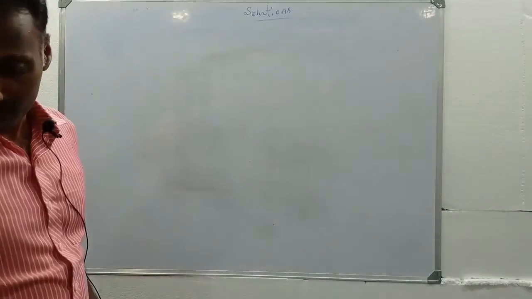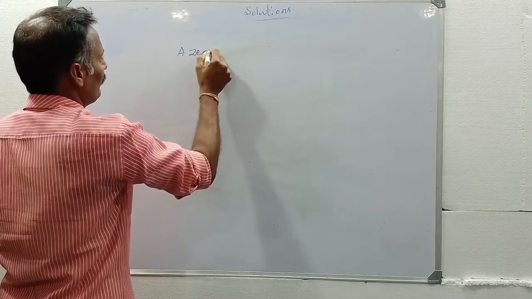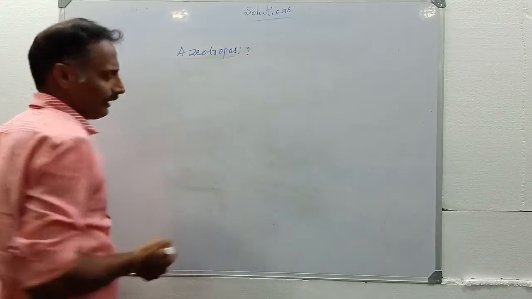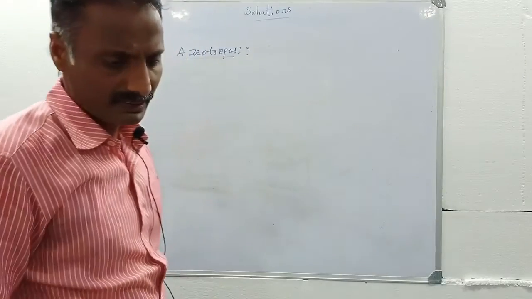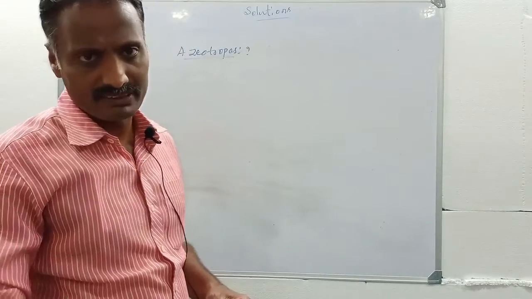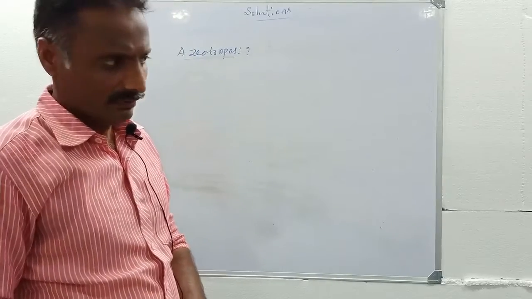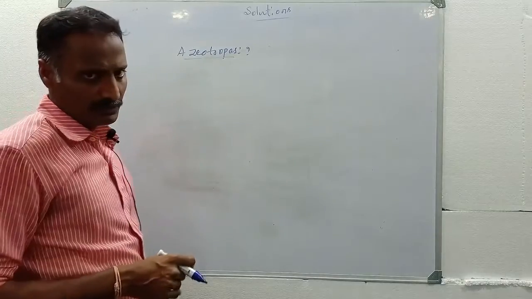Next, we are discussing azeotropes. What are azeotropes? Azeotropes are binary mixtures having the same composition in the vapor phase as well as solution phase, and they boil at the same temperature. Those solutions are called azeotropes.